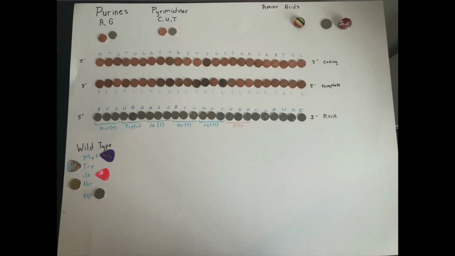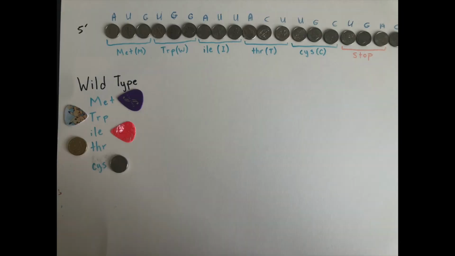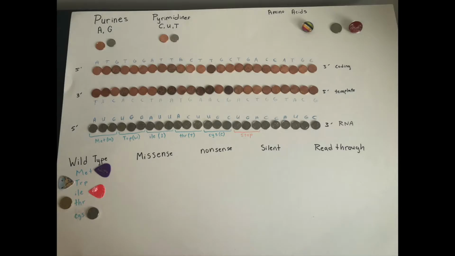Our coding strand of DNA will be transcribed into our RNA, which will then be translated into our amino acids. So I'm using a bunch of guitar picks and different coins to represent amino acids here. So we're going to look at all these different mutations to see what sort of differences they cause in amino acids, starting with a missense mutation.